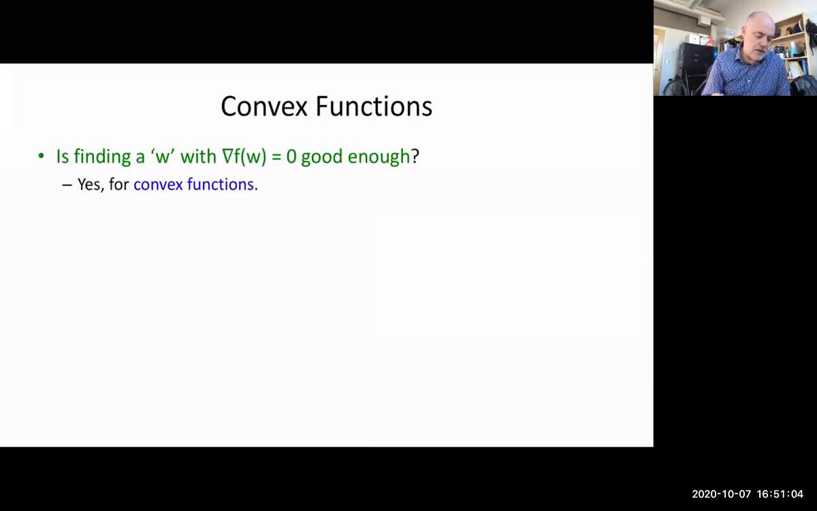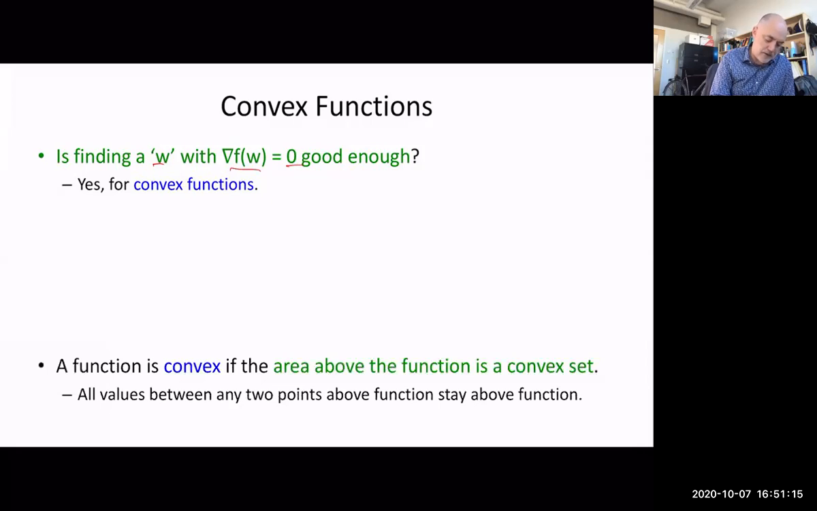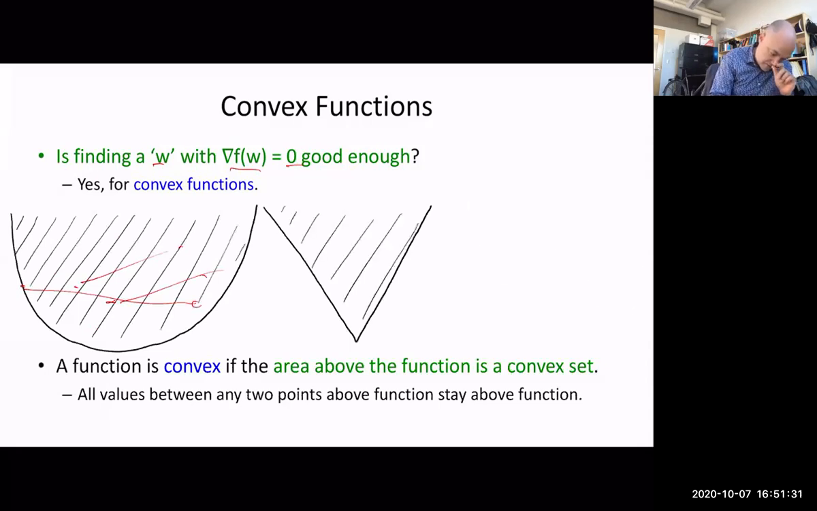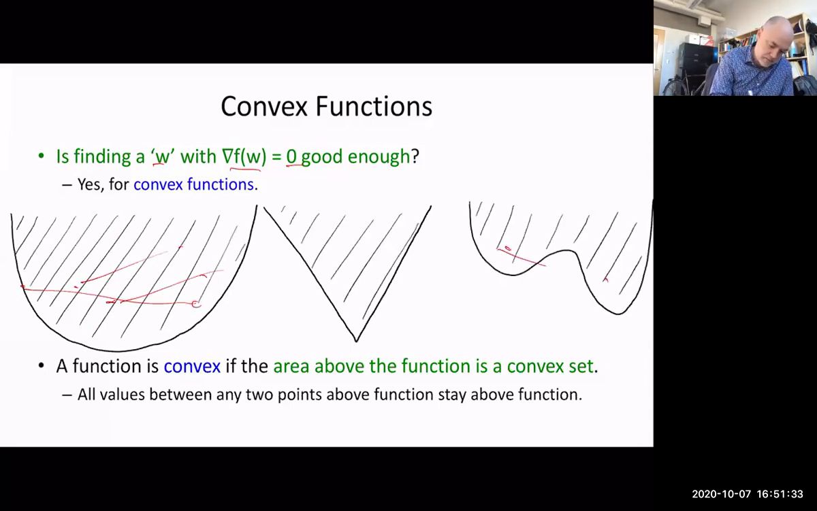It's pretty straightforward. Is finding a W where the gradient of the objective evaluated at that point is equal to the zero vector good enough? And the answer is yes for convex functions, right? A function, as we said, is convex if the area above the function is a convex set. So all values between any 2 points above a function stay in the set. Okay, that's cool. So that's convex, that's not convex.